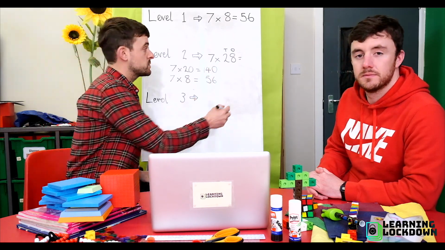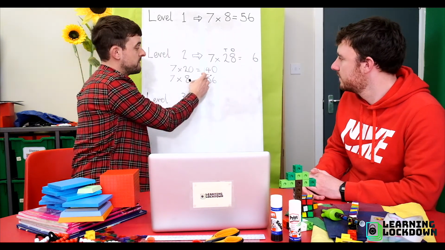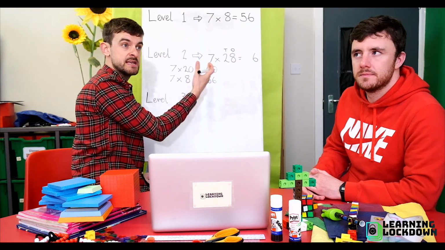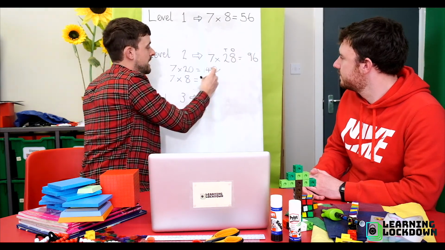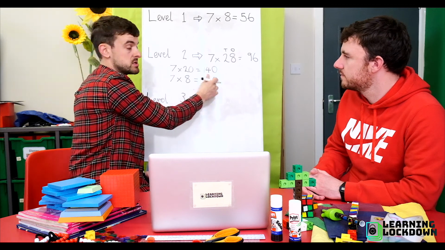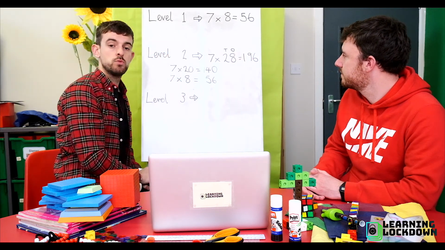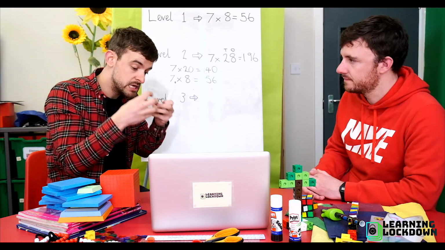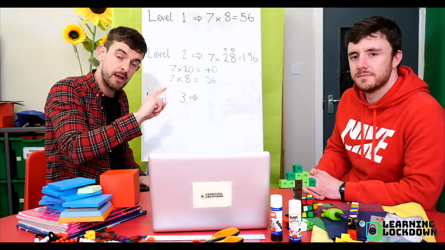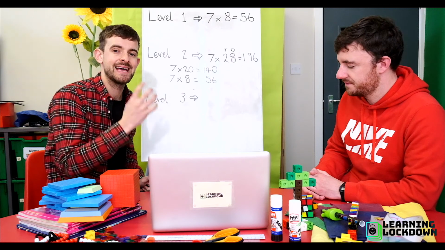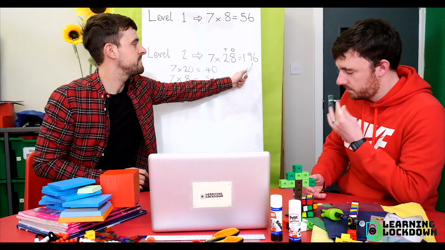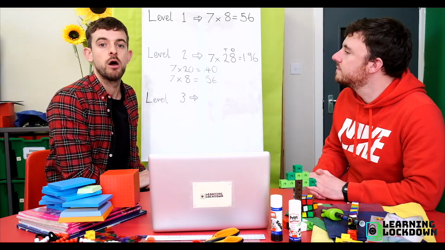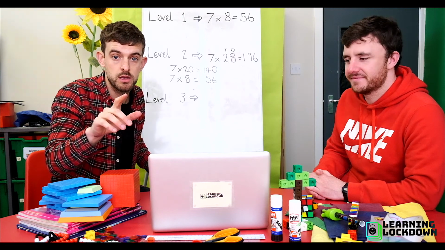0 1s add 6 1s is 6. 4 lots of 10 add 5 lots of 10 is 9 lots of 10. And 1 lot of 100 add no lots of 100 is still 1 lot of 100. So that's level 2. Work it through by partitioning the number, multiplying it by those parts that you found, and then adding those answers together to get your final multiple. Off you go. Pause the video.